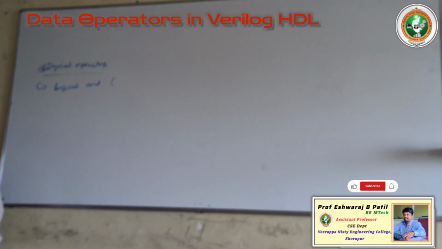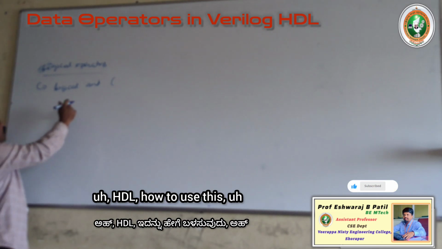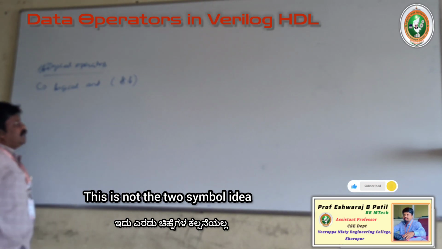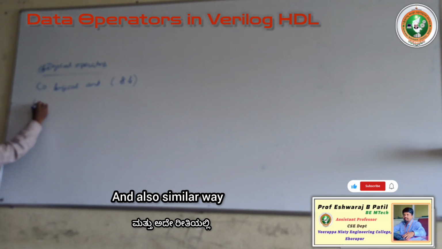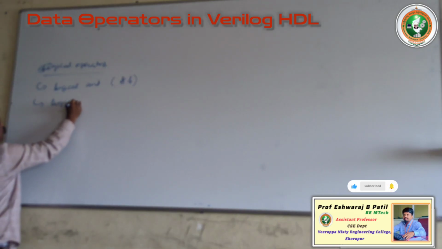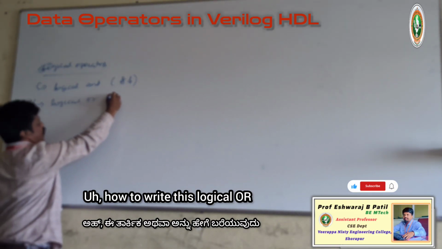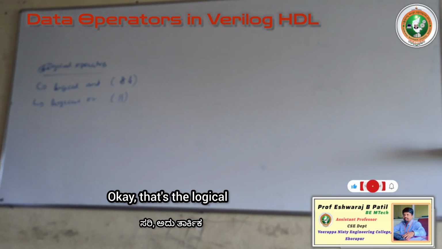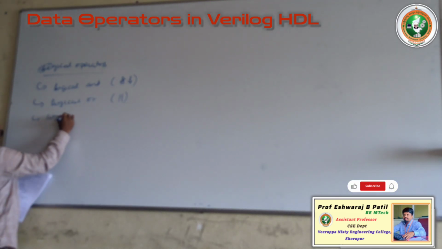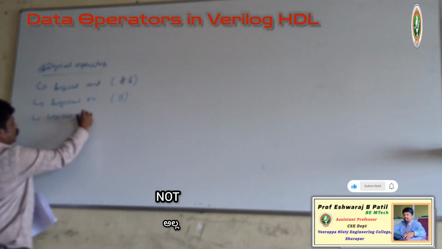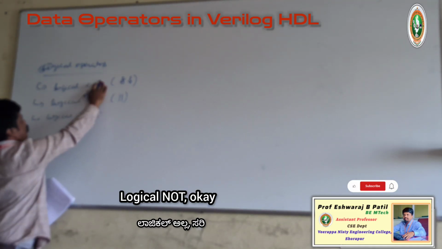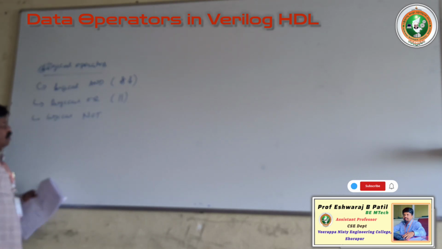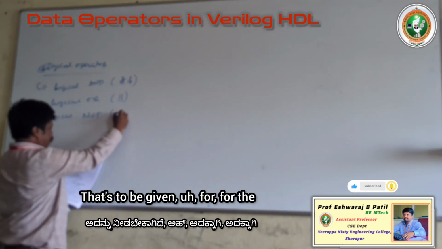But in Verilog HDL, how to use this logical AND? One ampersand is not enough, two ampersands I need here. And similarly logical OR, how to write this? Two straight lines. Then the logical NOT. Logical NOT needs to be given with the input.